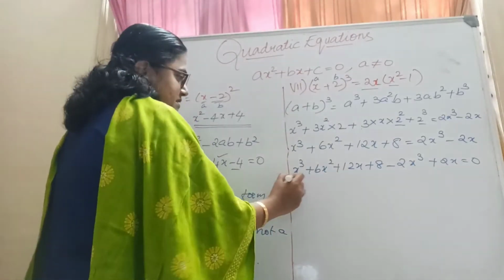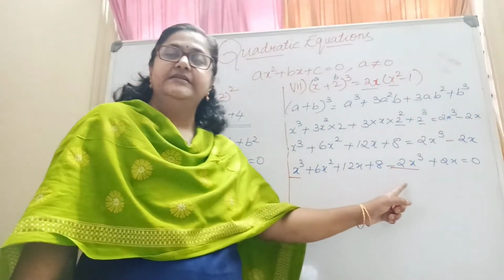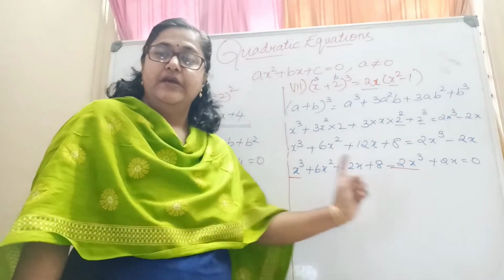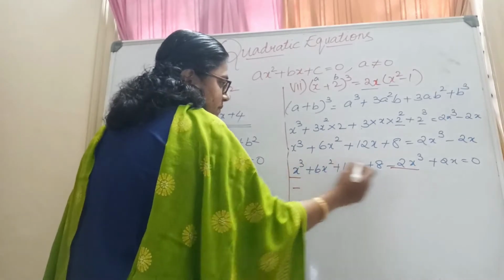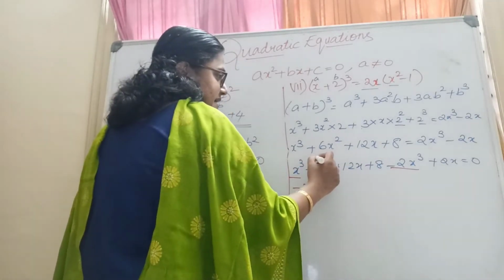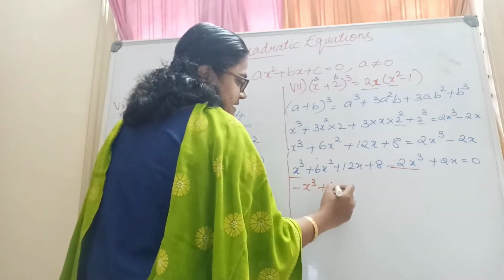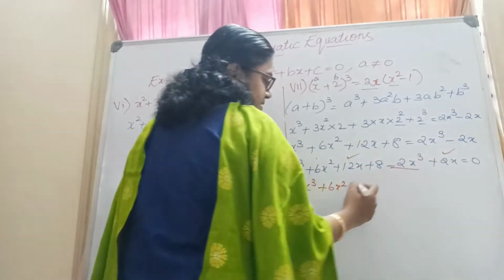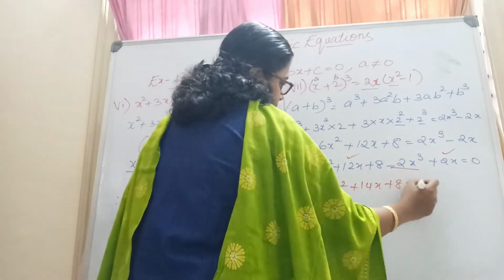Okay. Now x cube I have here one x cube term. So this one is positive, the other one is negative. So I have to subtract and take the sign of the greater number. So here minus 2x cube is greater, so I'll take minus 1 minus 2 is minus 1, so minus x cube, 6x square, there is no like term, so plus 6x square, then 12x plus 2x, so it is plus 14x plus 8 is equal to 0.